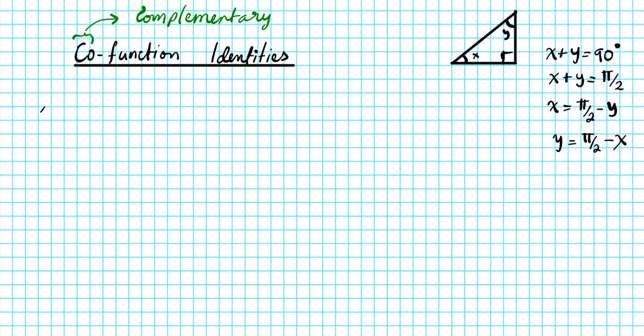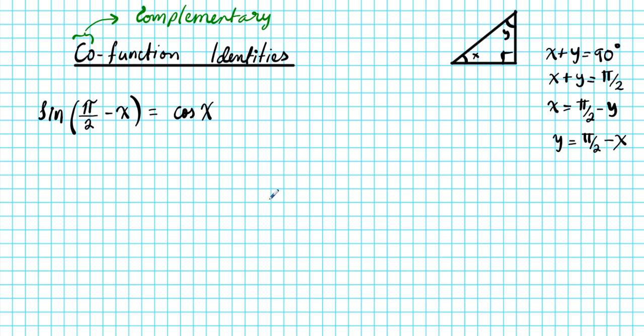So what are they? Sine and cosine are cofunctions. What does that mean? Sine of pi over 2 minus x. The sine of the complement of an angle is equal to the cosine of that angle.